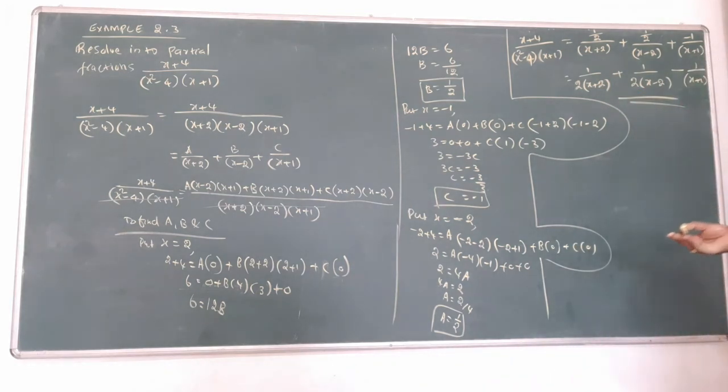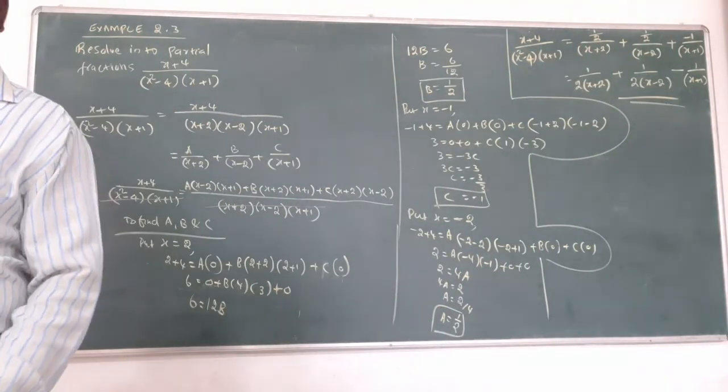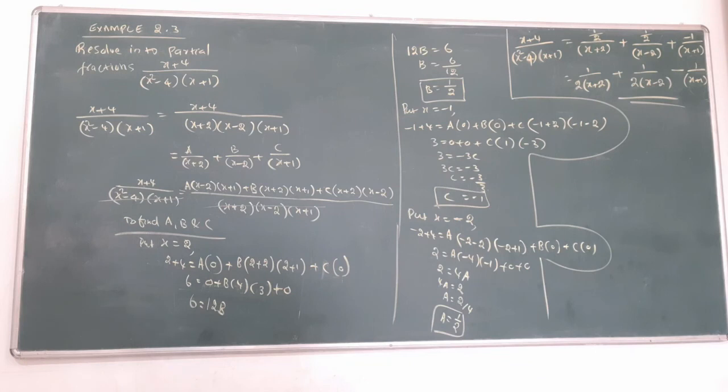This type of problem may come as a question because the product of 3 terms is involved. Previously, all the problems were only product of 2 linear factors. But here, product of 3 linear factors. That's why this question is a 5 mark question. Anyway, denominator having product of 2 linear factors, we have done; only one problem with product of 3 linear factors.